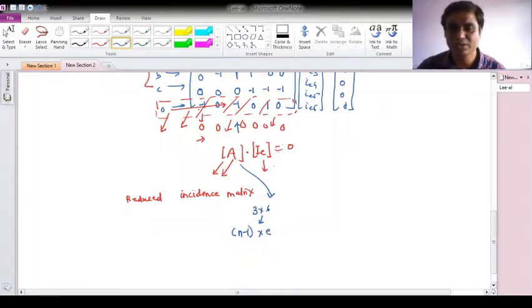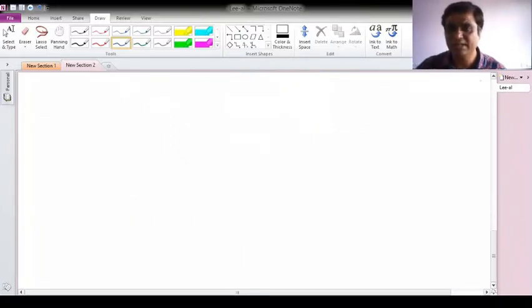What is the size of IE? The size of IE will be number of edges into 1, and 0 is obviously elements into 1, okay. So this way we can obtain the incidence matrix A.